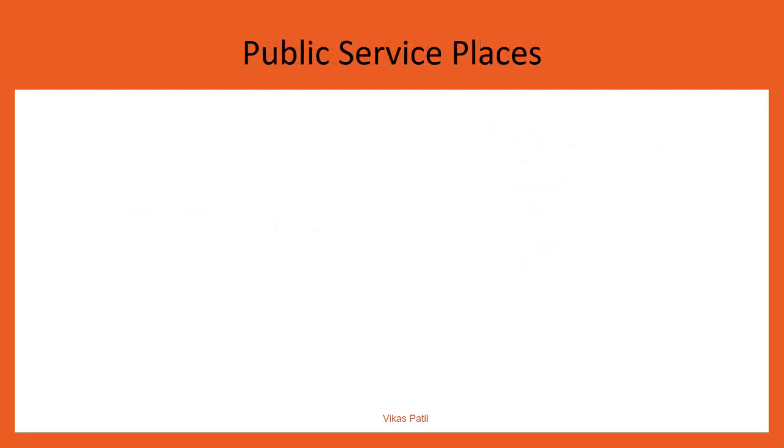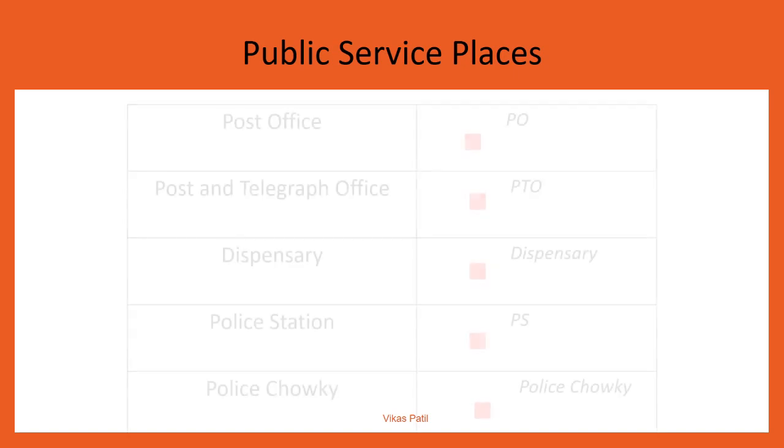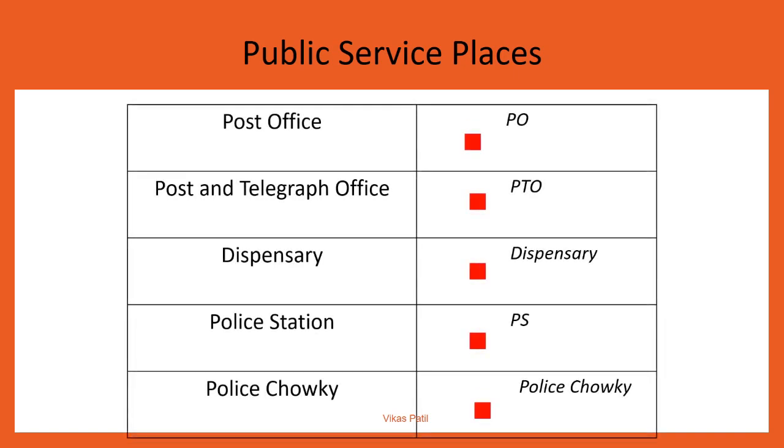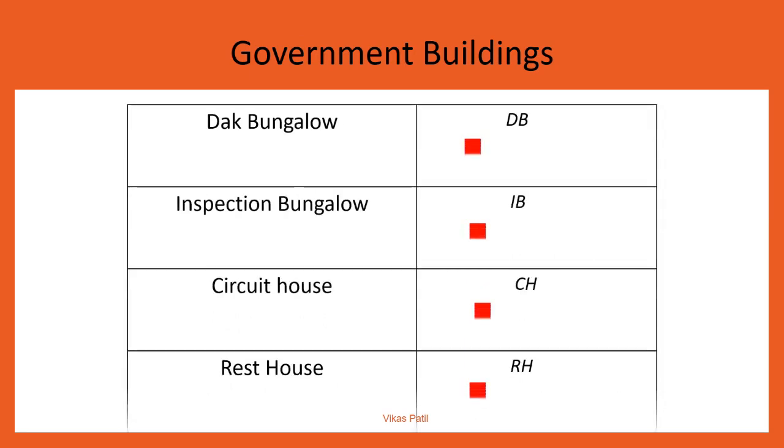Public service places. Here there won't be symbols, instead there will be abbreviations. For instance, PO stands for Post Office. PTO stands for Post and Telegraph Office. Dispensary will be written as it is. PS stands for Police Station. Government buildings like Dak Bungalow will be shown with DB. Inspection bungalows shown with IB. Circuit House with CH. Rest House with RH. These are all government buildings.